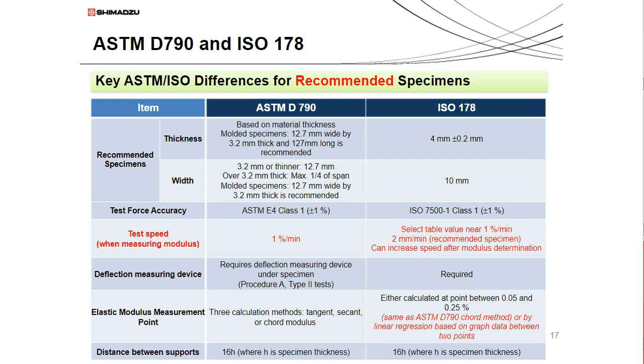They both require deflection measurement devices, although ASTM D790 and ISO both provide some provisions for testing without a deflectometer. And then they differ actually quite a bit in terms of how elastic modulus can be measured. So I'll go into all of these details in the next few slides.